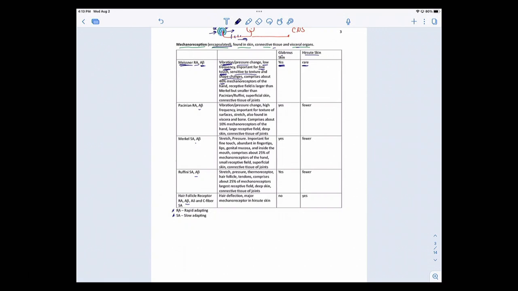About 40% of the mechanoreceptors of the hand are your Meissners, so really, really common in your hand. The receptive field is larger than the Merkel's but smaller than the Pacinian and the Ruffini. So what is a receptor field?